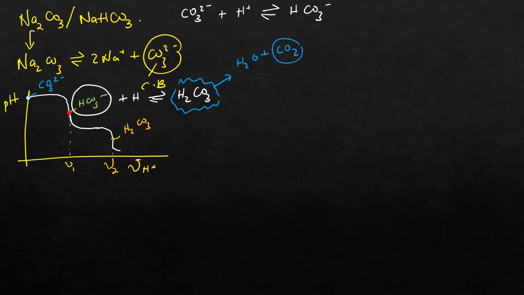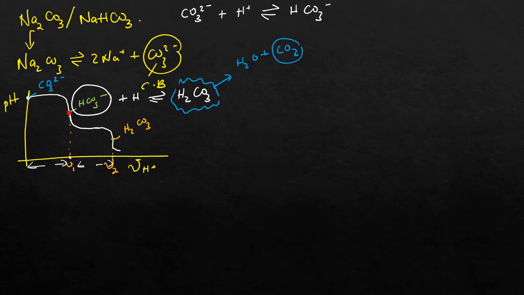So the volume at the first equivalent point, this V1, is half the volume at the second equivalent point, or the volume from this point to this point will be the same. So if I multiply V1 by 2, I should get the second equivalent point. Now this is the scenario when you have only sodium carbonate in solution.